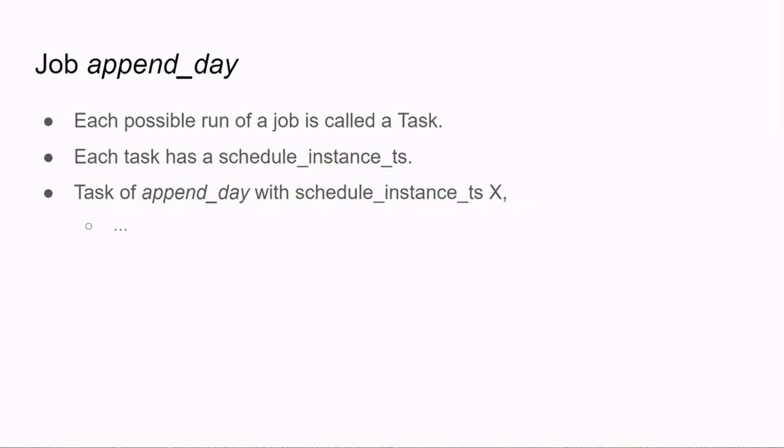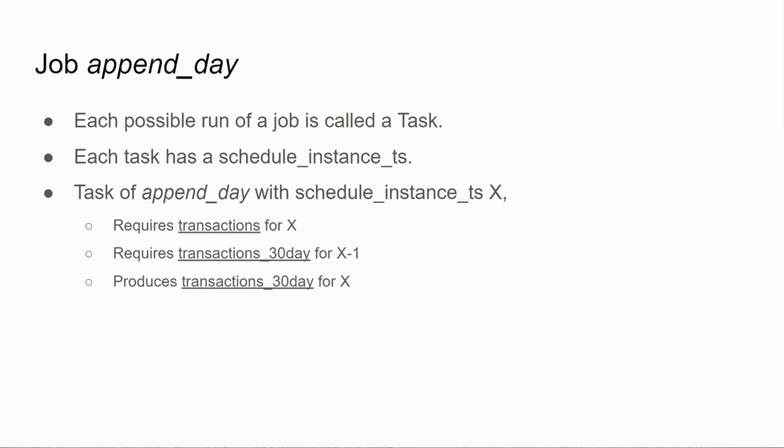Let's take a look at job append day. But first, some nomenclature. Each possible run of a job is called a task. Each task has a scheduled instance timestamp. So, what does the task of append day with scheduled instance timestamp x do? Well, given transactions for x and given transactions 30-day for x minus 1, it produces transactions 30-day for x. This is the catalog-based dependency for this job. Now, this looks pretty simple, but is very powerful because it does four different things.